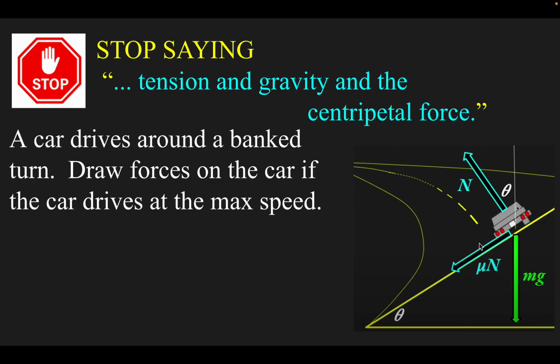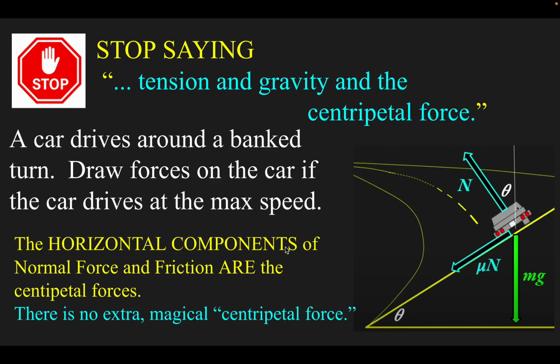Well, so here's the key. The centripetal forces are the horizontal component of the normal force, meaning the leftward aspect of the normal force, and the leftward aspect of friction. So you don't say there's the normal force, friction, mg, and a centripetal force. The horizontal parts of normal force and friction are what is causing the turning, so they are the centripetal force. There's no extra magical centripetal force that we draw in the picture.